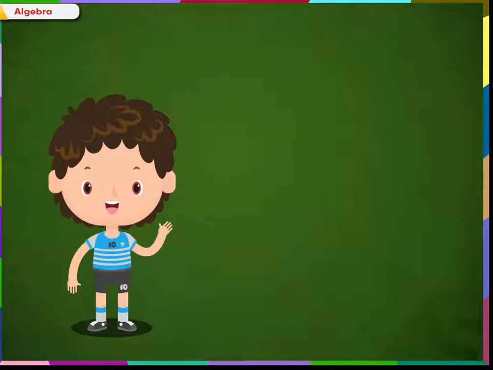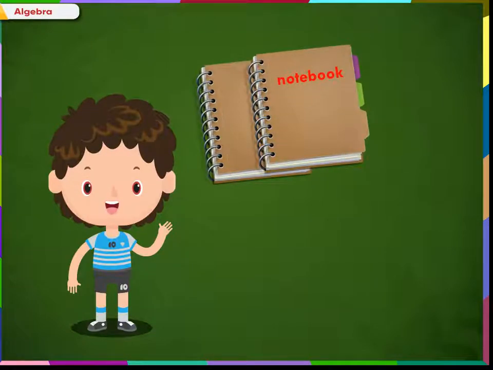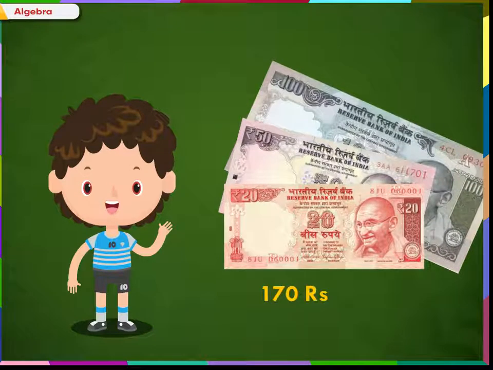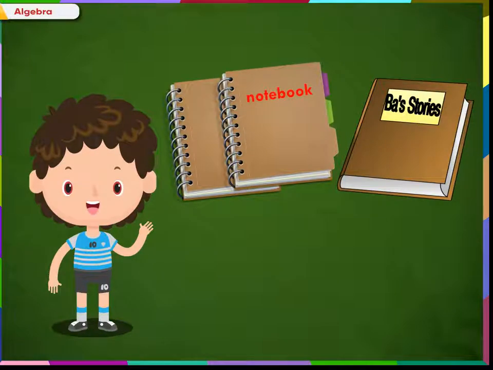Mohan went to the market to shop for a few types of stationery. He bought 2 notebooks and a storybook costing rupees 120. The cost of a notebook was not known, which we can consider as x. Mohan paid rupees 170 to the shopkeeper. Let us transform these verbal statements into an equation.